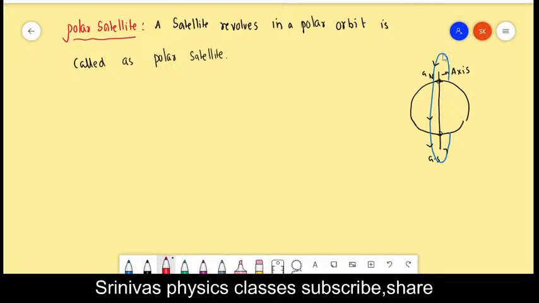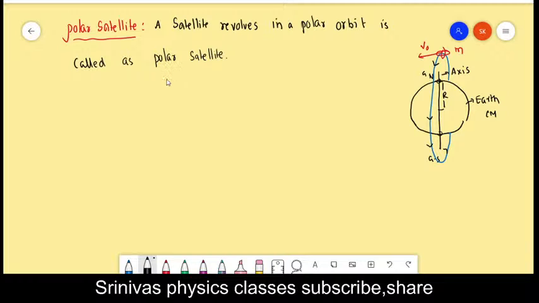Now we draw the satellite. This is the satellite. The satellite speed is v naught. Mass is small m. This is the Earth. Earth mass is capital M and Earth radius is capital R. Okay, right. Around the poles it will revolve. This satellite is called the polar satellite.